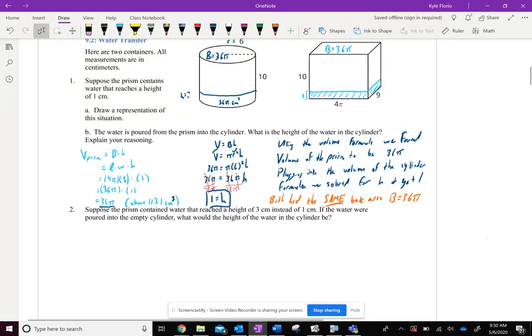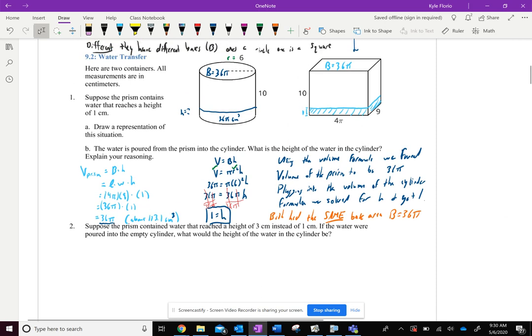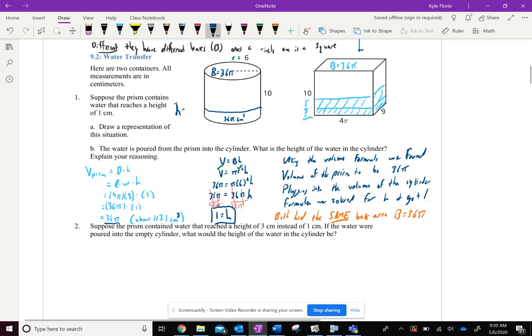All right, so let's just finish it up. Suppose the prism contained water that reached a height of 3. So suppose this was now 3. If the water was poured into an empty cylinder, what would the height of the cylinder be? So what would that make the height here? And that's no longer going to be 36 pi. So let's find out. Based on our reasoning, I bet it's going to be the same thing as the height here. So if the height here was 1, then if the height here is 3 now, I think that's going to be 3.